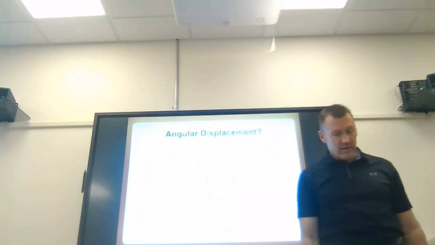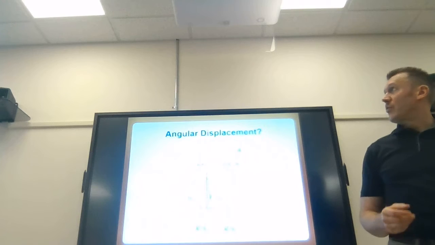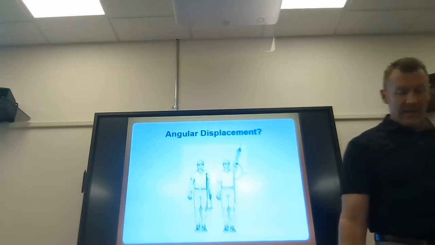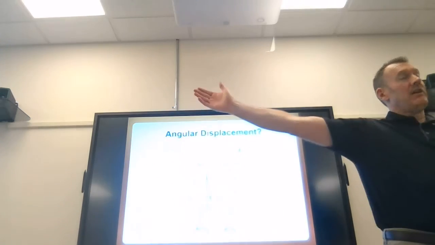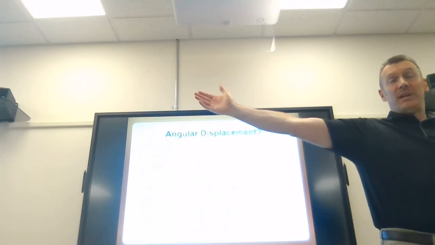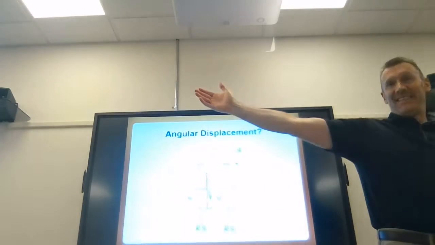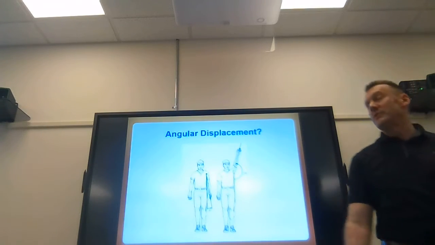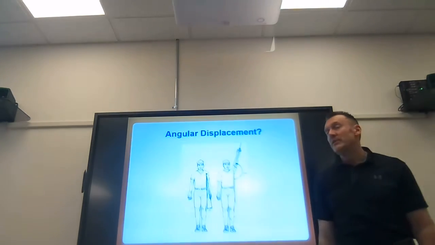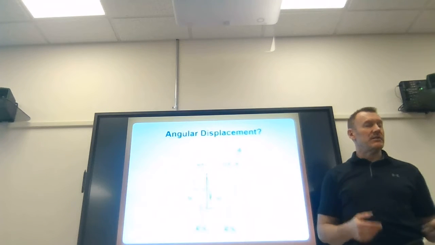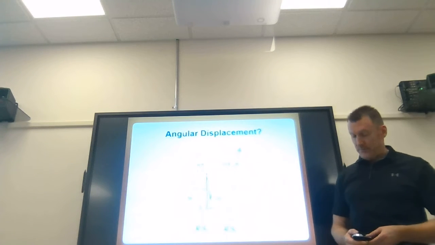So in cases where angular displacement and distance are the same, if I'm just going from here to here, what would my displacement be? 90 degrees. What would my distance be? 90 degrees. So as soon as you have a change in direction, then displacement and distance are going to be different.